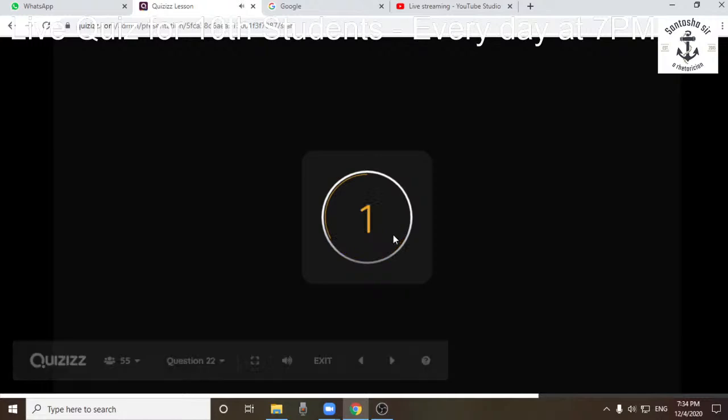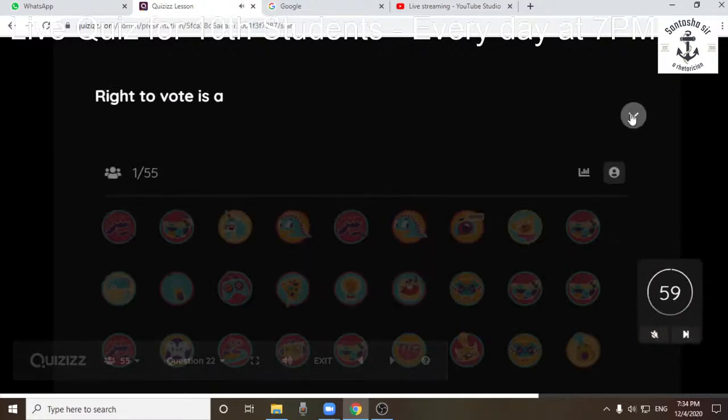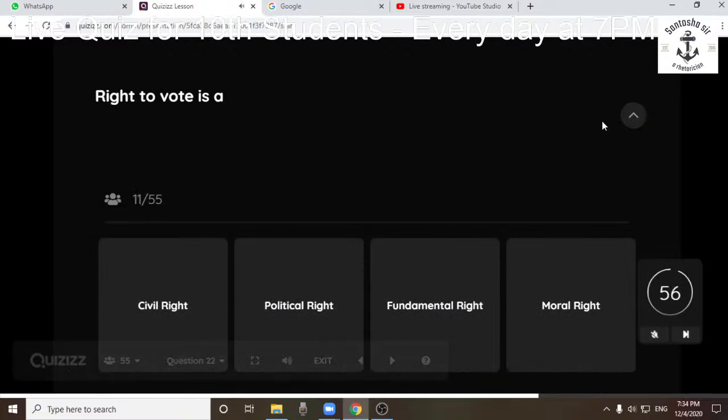Question number 22. Right to vote is what type of right is it? You need to check the options and pick the right one. What kind of right does it come under? Right to vote. You have 20 seconds more.